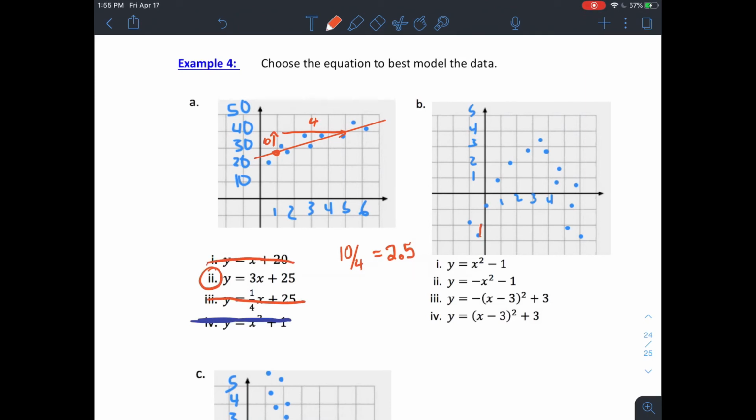So if you look at the next one, kind of drawing in a line to match your data, it looks like it's quadratic. They're all quadratic, so that doesn't help us a ton, but it's also facing downward, so it's reflected across the x-axis, and it needs a negative coefficient out in front. So that gets us down to 2. If you look at your vertex, our vertex is translated to the right 3 and up 3, so it has to be that one.